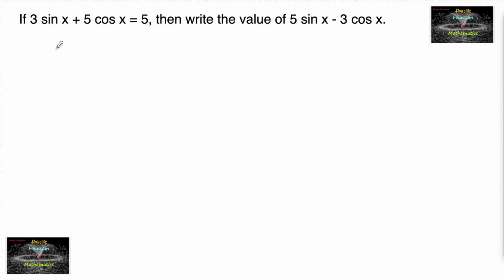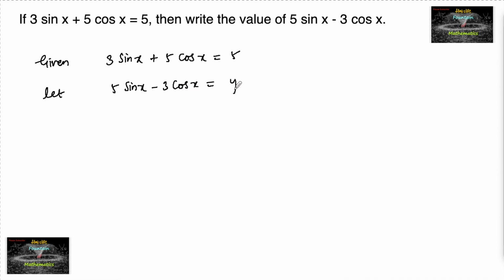If 3 times sin x plus 5 times cos x is equal to 5, then write the value of 5 times sin x minus 3 times cos x. Given 3 times sin x plus 5 times cos x is equal to 5, let 5 times sin x minus 3 times cos x be considered to be y.